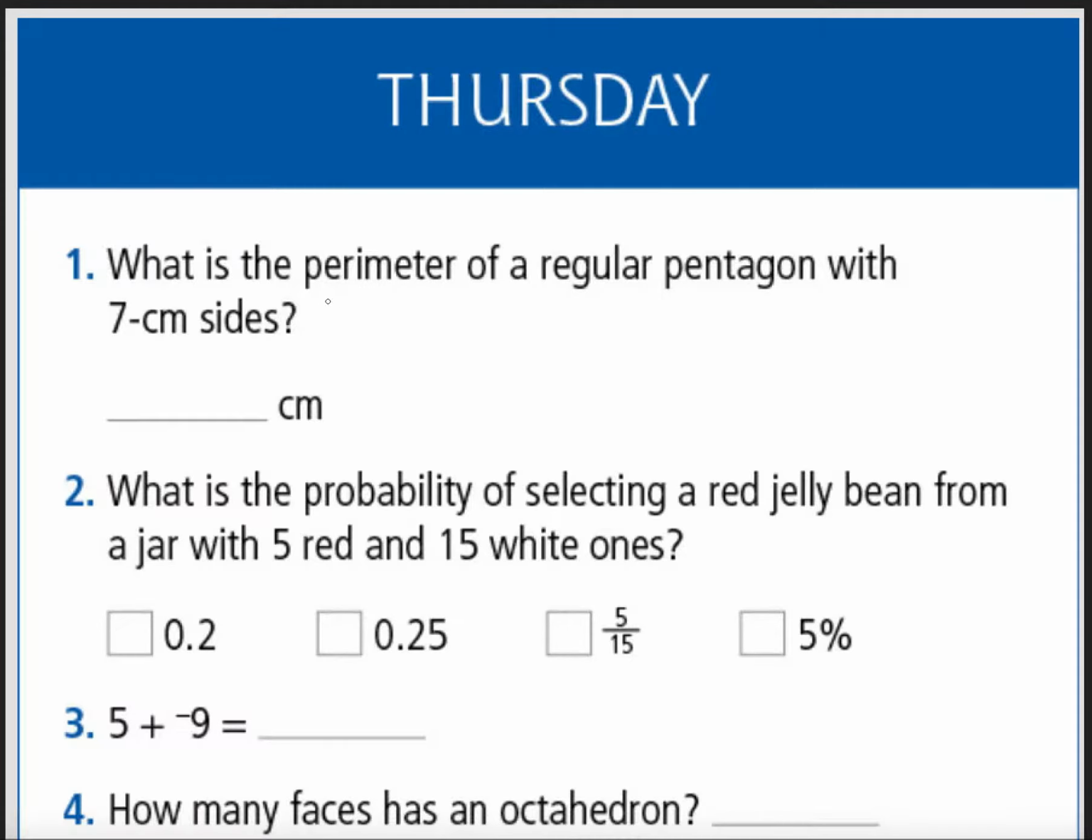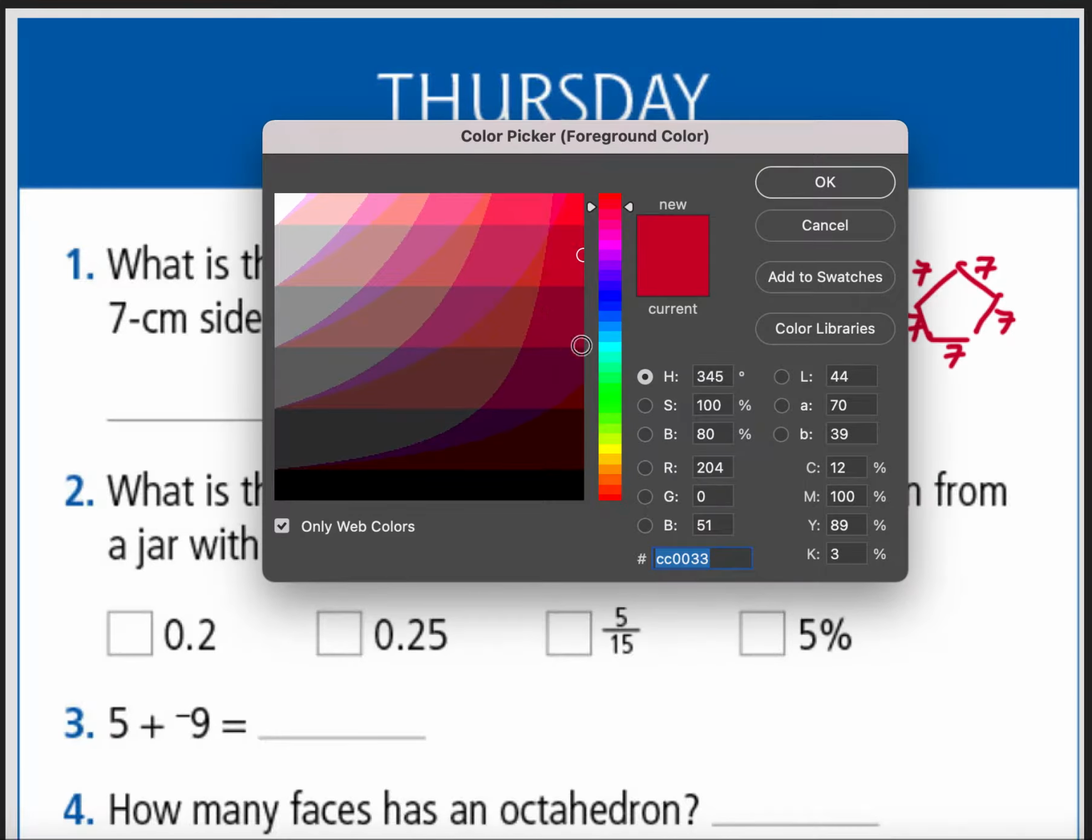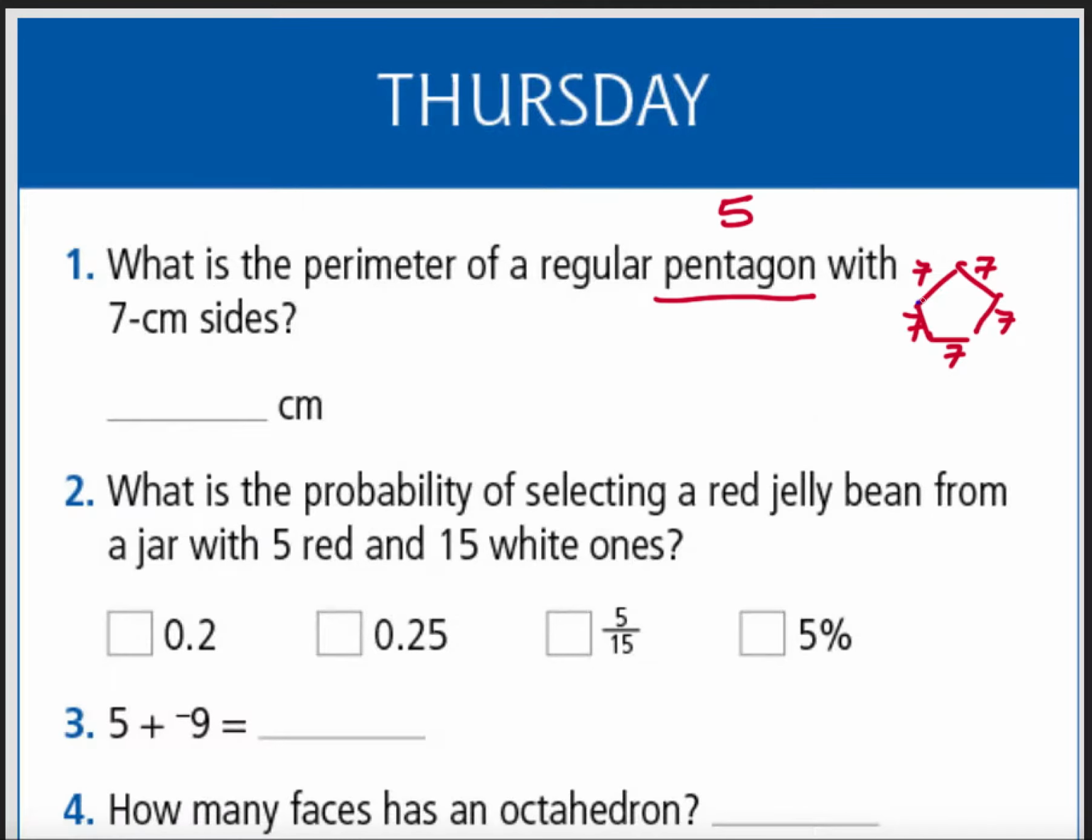First question, what is the perimeter of a regular pentagon with 7 centimeter sides? Now a pentagon has 5 sides, so we want to draw a shape with 1, 2, 3, 4, 5 sides, and it's telling us that each of these sides is 7 centimeters long. So the perimeter is if you walk all the way around the edge, so this way, this way, this way, this way, and this way. If we add all those up, that's the answer we're going to put in here for how many centimeters long the perimeter is.